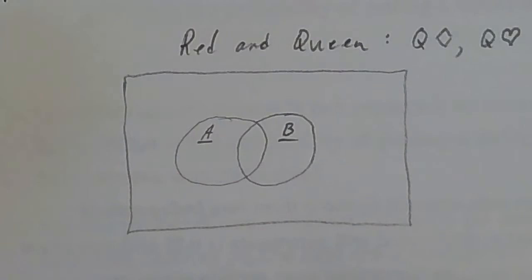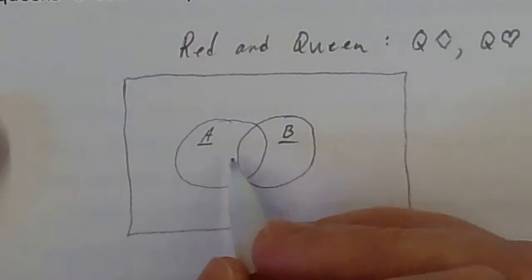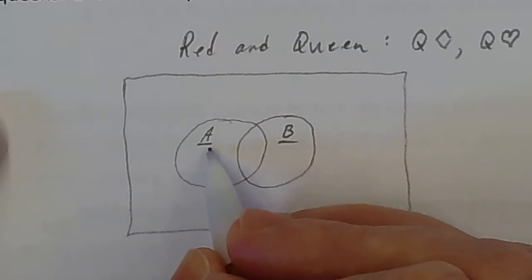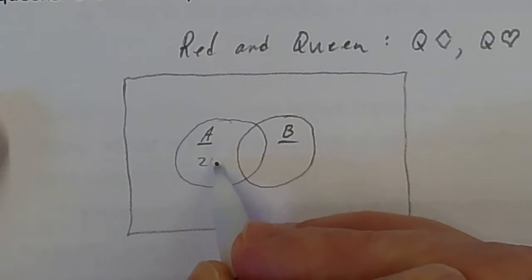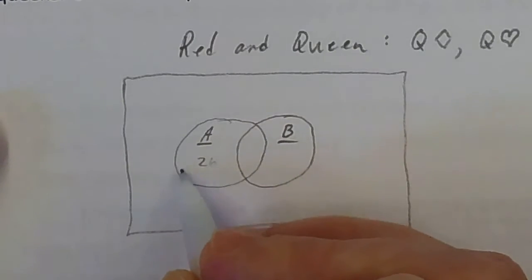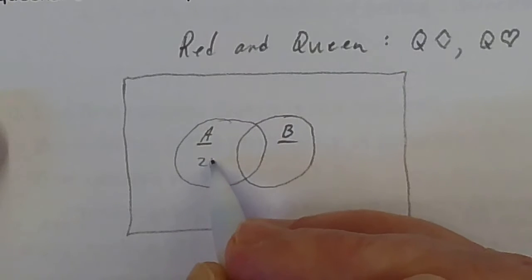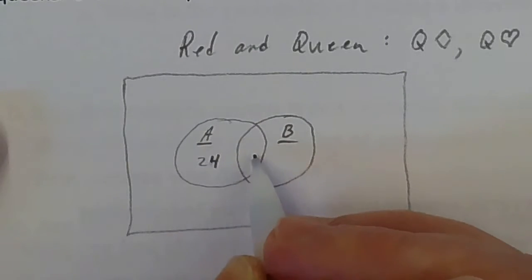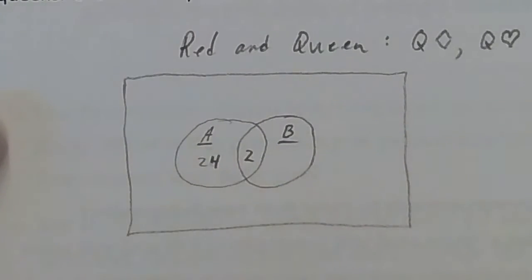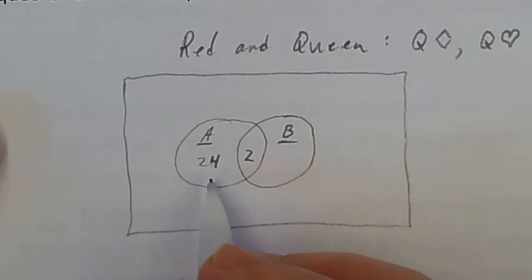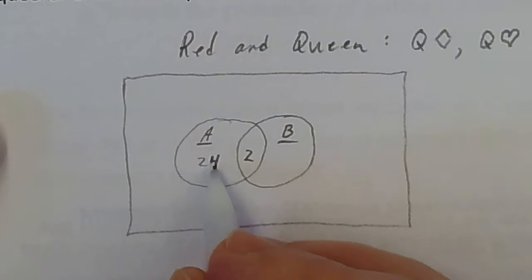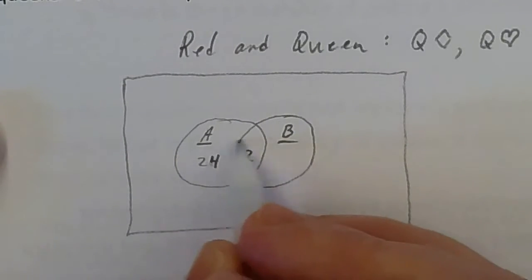In a deck of cards, there's 52 cards. Half are black, half are red. So event A has to be 26 red cards. Now, I don't want to put 26 here, and this is why. All of the circle needs to add up to 26. So what I really need is 24 here, and I need 2 here. Does that make sense? Okay, I still have 26 in the A circle. Okay, but 24 that are not red queens. I have 24 other reds and 2, though, that fit A and B.